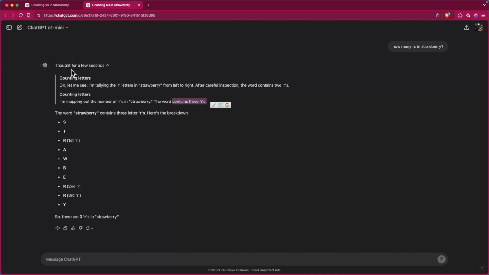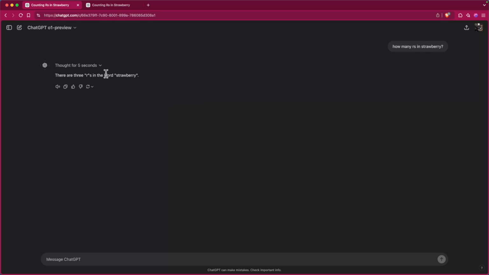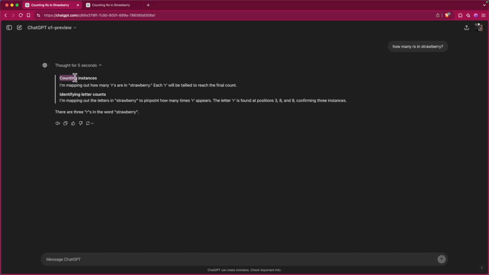Oh, and you can also see it says thought for a few seconds, versus o1-preview, which said it took 5 seconds, so a little bit longer. However, in this case, you can see first up, it's counting instances. It's explaining that each R will be tallied to reach a final count. So it didn't actually make a guess here in the first step. It's basically creating a plan, and then I assume it's executing on it, identifying letter counts. And it said it found the R in positions 3, 8, and 9. So it's counting 3 instances. Almost makes me wonder if it's running some sort of code here. And anyways, that's how it comes up with the correct response in this case. So you have this little reasoning history you can expand out to see the steps that it took.